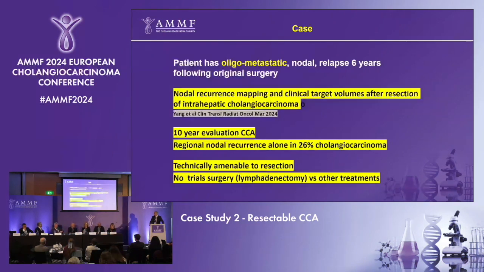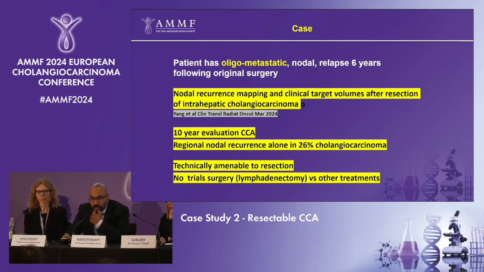Thanks very much. So the patient has what is described as oligometastatic disease. I'm not going to spend too much time on it because the definition of oligometastatic disease is a rapidly changing paradigm. Internationally, we would define it as less than 5 metastases, but in the UK, currently it's 3. But this patient has a single solitary nodal relapse, quite a significant amount of time after the original surgery.